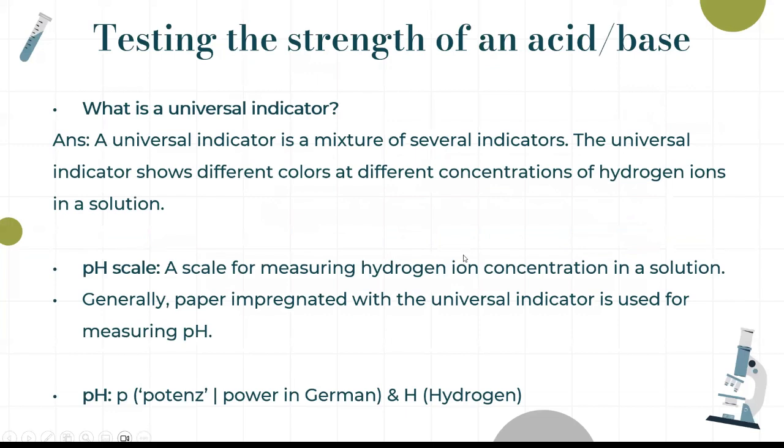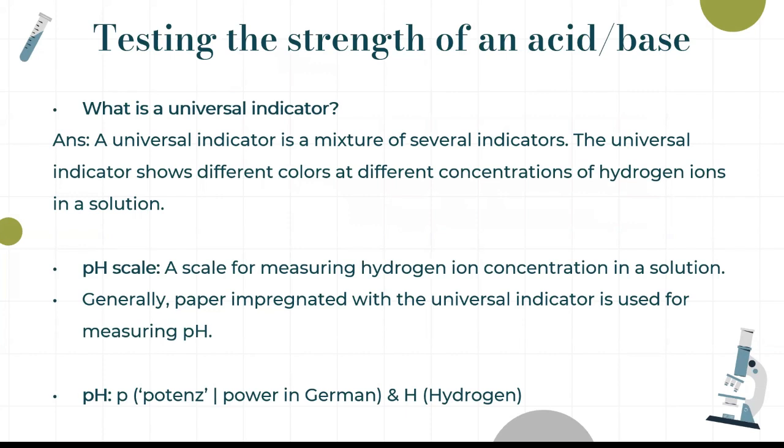Now we're going to test the strength of an acid or base. So looking at what a universal indicator is, I want you to answer this question. The answer is that a universal indicator is a mixture of several indicators, and it shows different colors at different concentrations of hydrogen ions in a solution. And we usually use this with a pH scale.